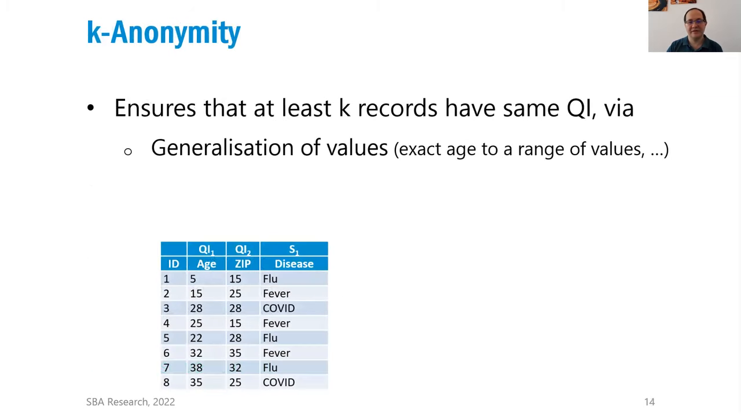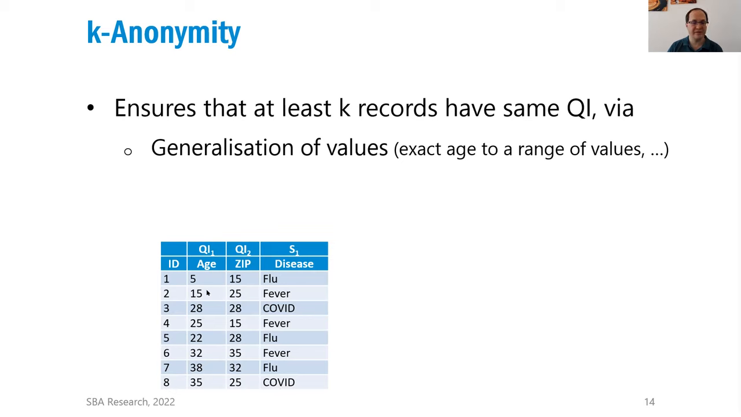The first technique that people use quite frequently to ensure that you cannot do, for example, re-identification is the so-called k-anonymity. In k-anonymity, I ensure that we have at least k records that have the same quasi-identifiers. So you see here at the bottom a small data set, just 8 samples. We say that we have quasi-identifiers, the age, which is not exactly the birthday, just the age, and the zip code. And then we have one sensitive attribute, the medical diagnosis.